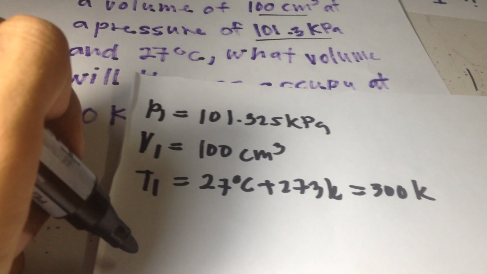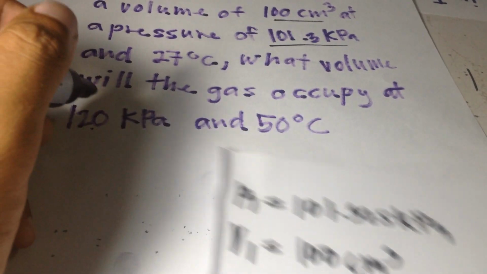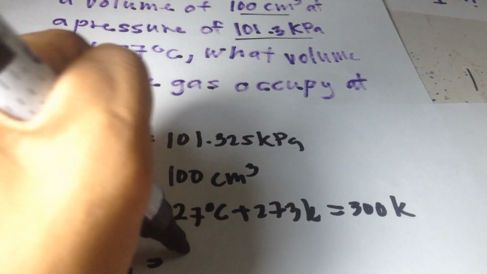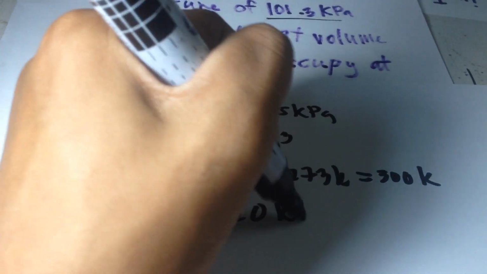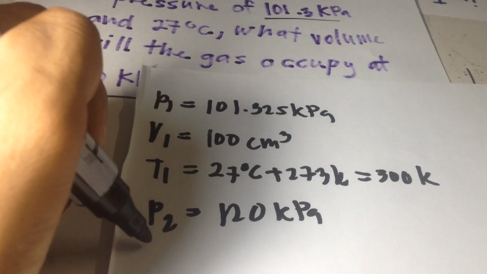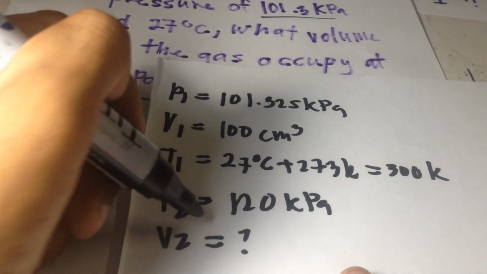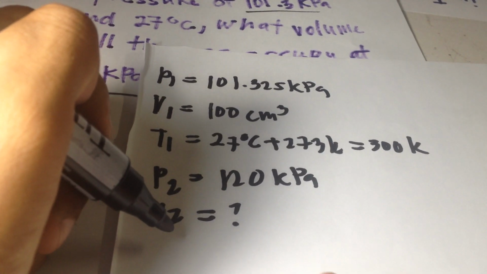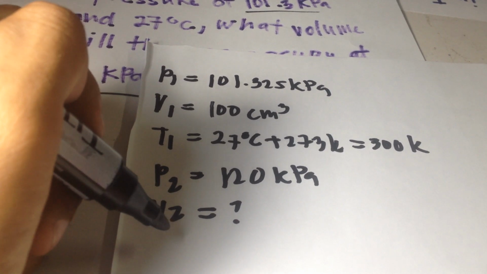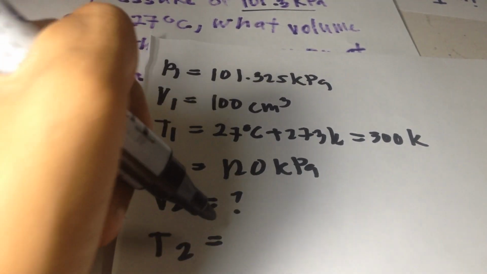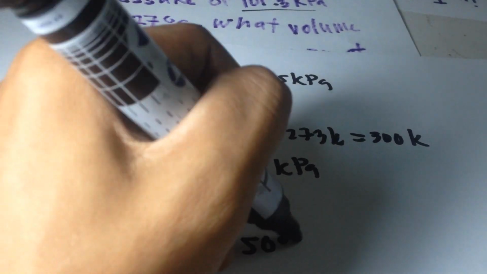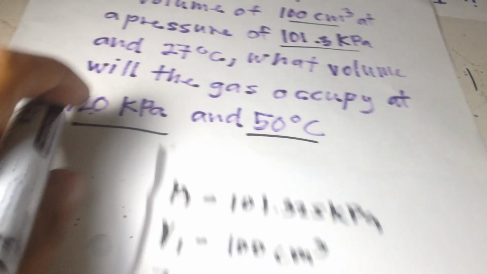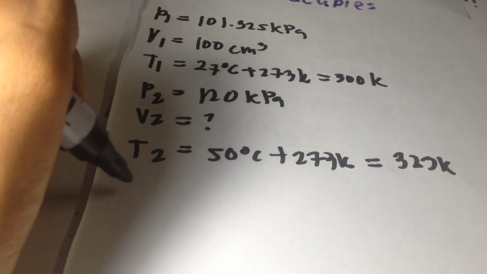And then the pressure 2 is 120 kilopascal. And how about the volume 2? The volume 2 is unknown. And the temperature 2 is equal to 50 degrees Celsius plus 273 Kelvin, which is equal to 323 Kelvin. Okay, the solution again.